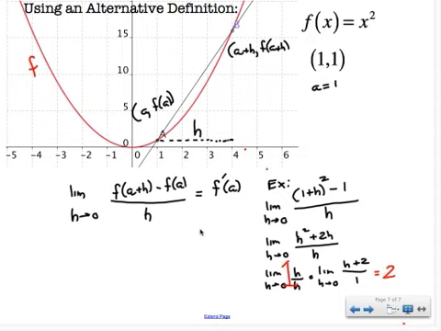So that's another way to calculate the slope of a curve at a specific point, using this definition, and we get that f prime of 1 is equal to 2.